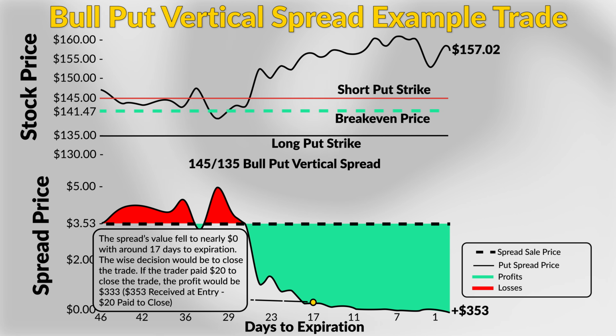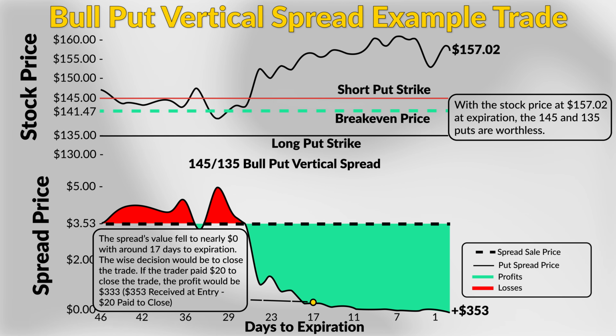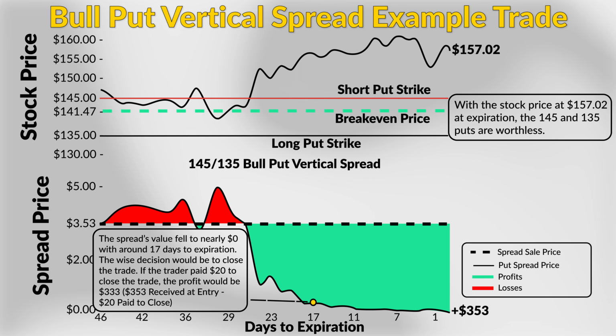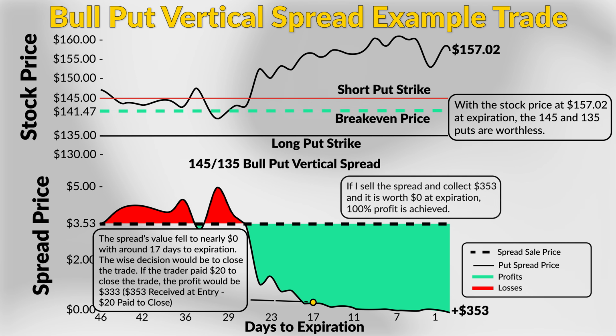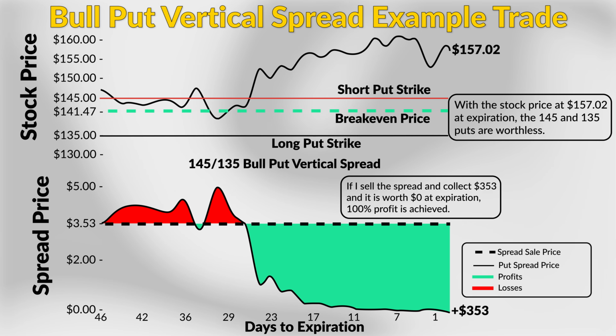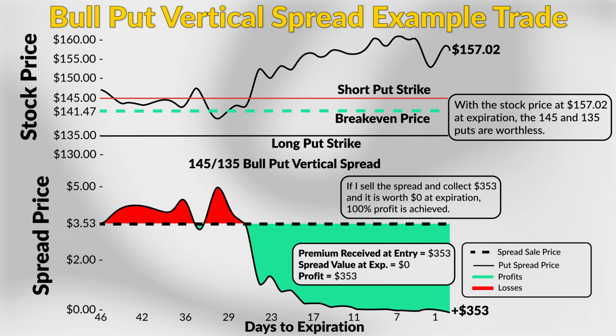At that moment, a wise trader would close the put spread to secure the near maximum profit. Closing the put spread would entail buying back the short 145 put and selling the long 135 put. The P&L in the trade would therefore be the difference between the $353 in premium collected at the time of entering the trade and whatever they paid to close the spread. So if they paid $20 to close the spread, the profit on the trade would be $333.